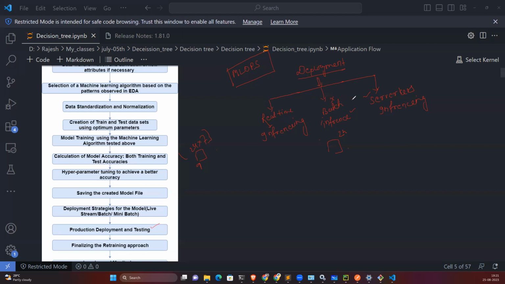Third strategy of deployment is serverless. What do you mean by serverless? Server means machine. This is also a server, this is also a server. Here the server is running 24/7, here the server is running 2 hours. What do you mean by serverless? Serverless means you don't have any machine, and it's not getting managed by you.